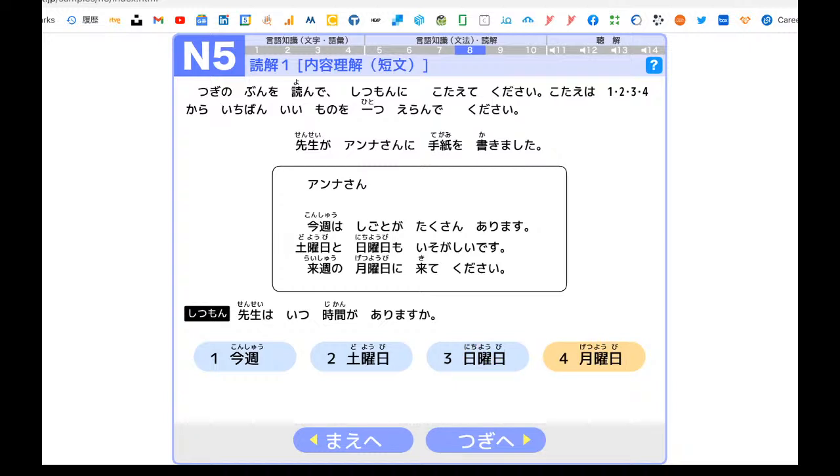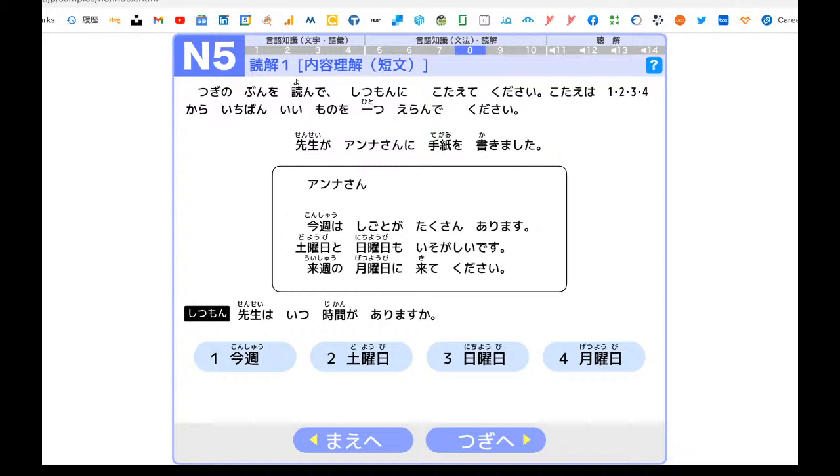And then the very first time you can read this text. Check 先生がアンナさんに手紙を書きました. This is very important. Who wrote this text to whom? 先生がアンナさんに手紙を書きました. So the writer is 先生. Okay? And then we need to figure out when 先生 is free.